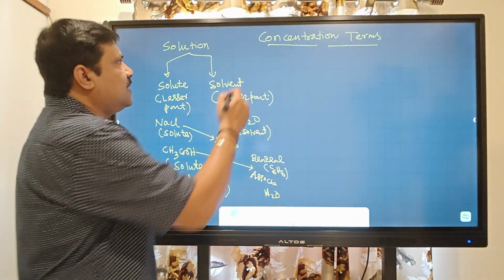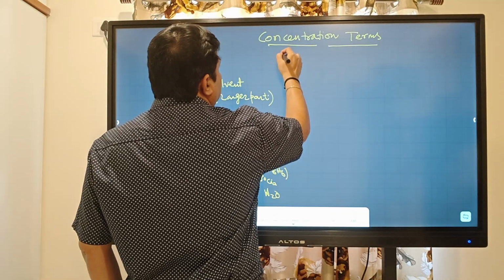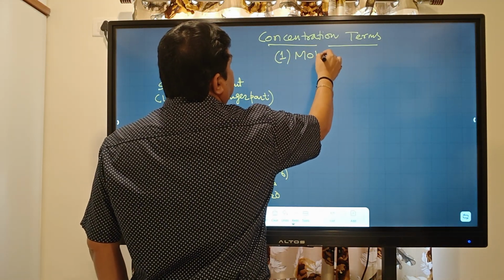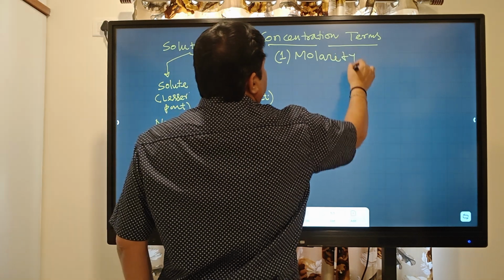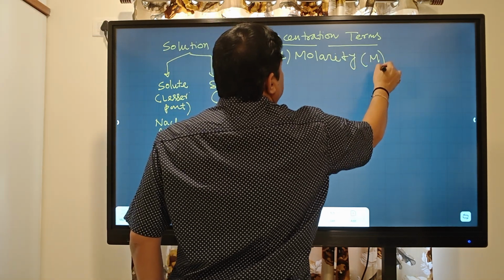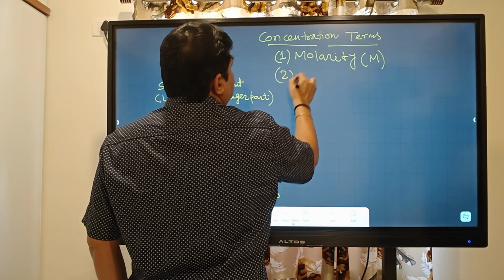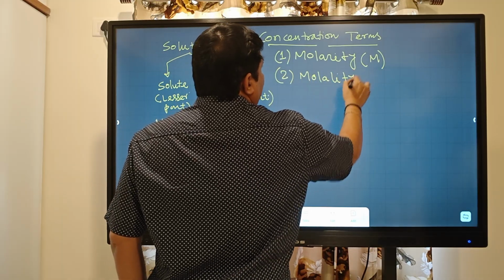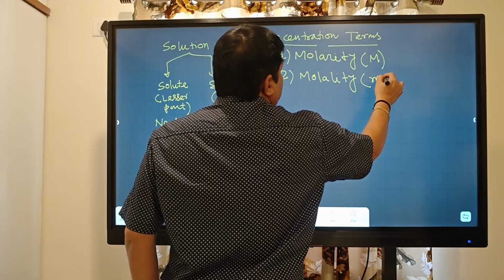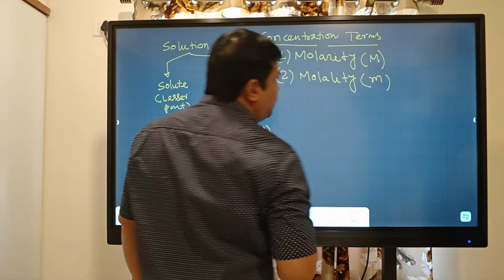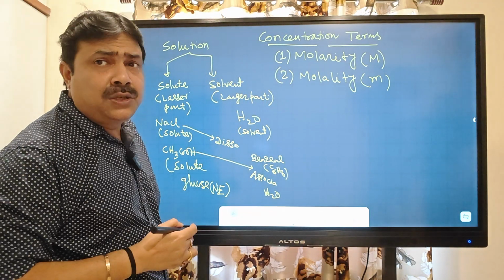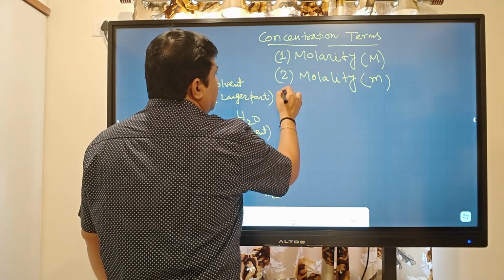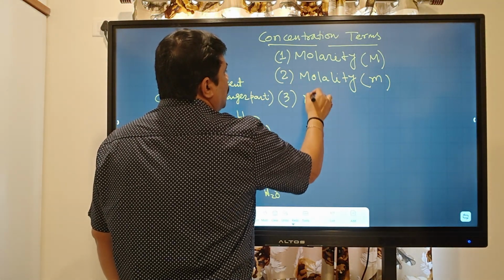So what are the concentration terms? First we need to study molarity, which is denoted by capital M. Second, we need to study molality. One is RITY, one is LITY. One is denoted by capital M, whereas the other is denoted by small m. Then the third one is normality.